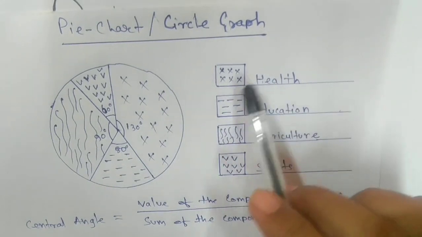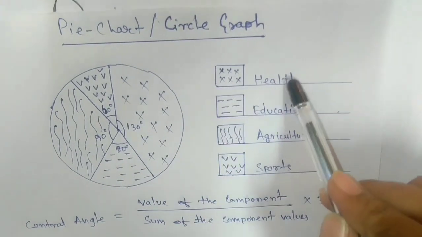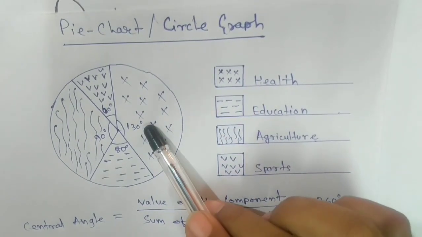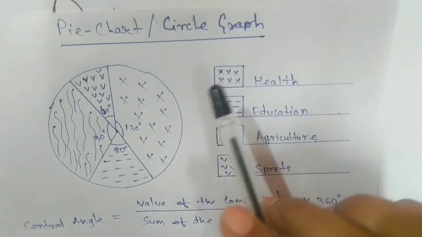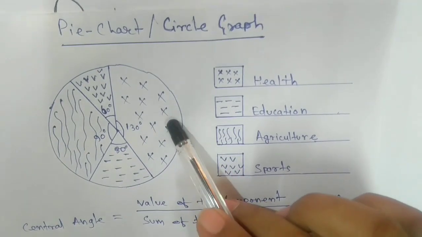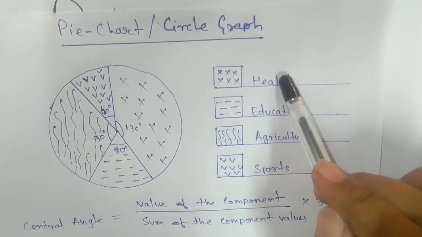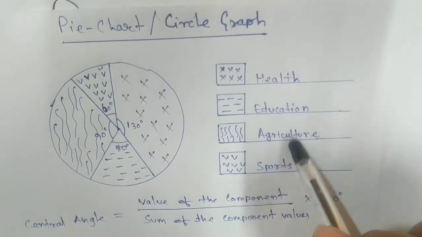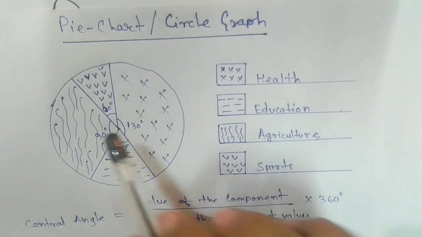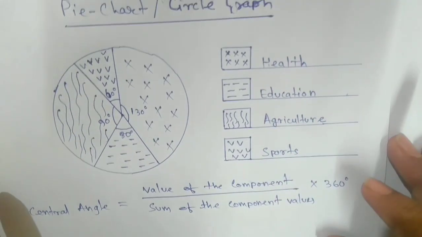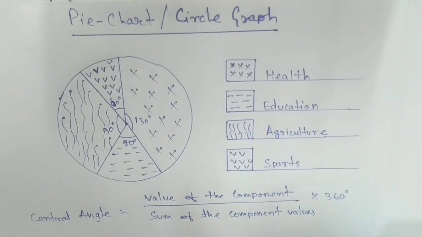So here we can see 130 degrees, that means here health is the most. Health, investment of money or whatever we call it. Where is the investment? Maximum is in health, then the second maximum is in agriculture, the third in education, and the least one is in sport. So here the data is represented by a circle graph. So we also call it a pie chart.